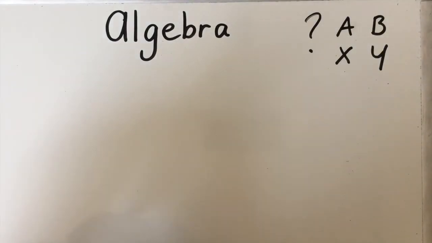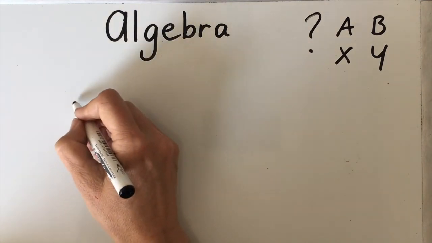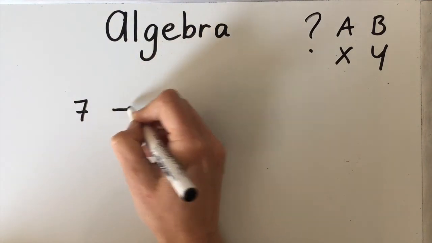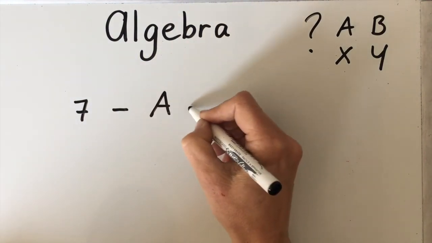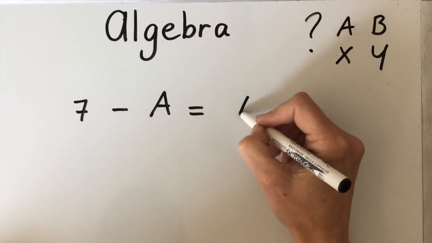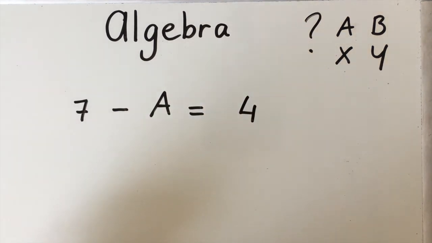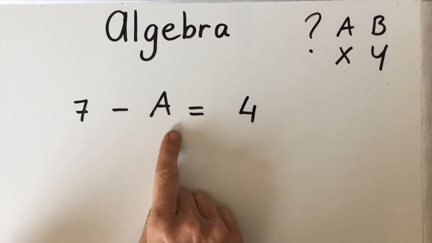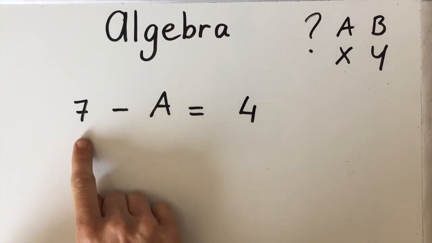Now let's do a little bit of a complicated one. I have 7 minus a equals 4. How am I going to solve this? My mystery guest is here. It's a. I have 7.